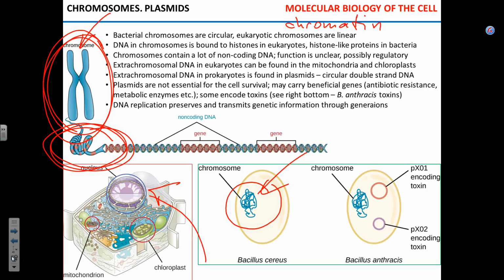In the eukaryotes, those proteins are called histones. In bacteria, they're called histone-like proteins or nucleoid-associated proteins, NAP. Any idea what is the function of those histones, or histone-like proteins in bacteria? So think about this.